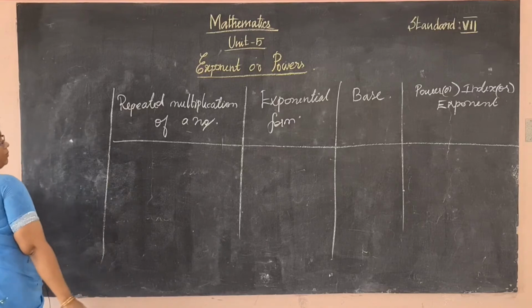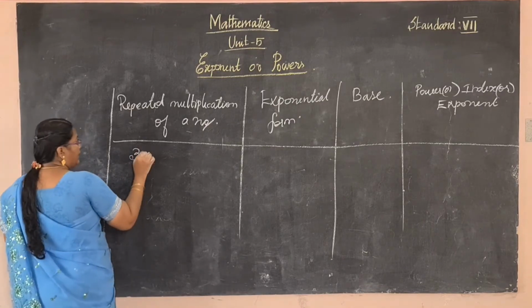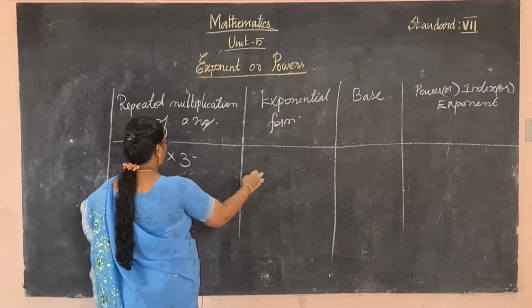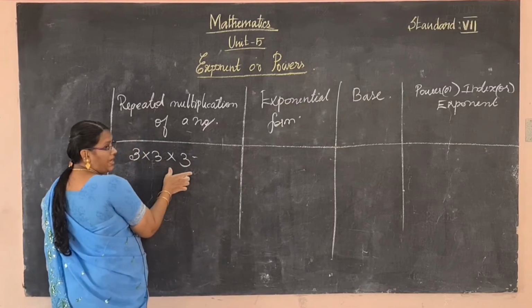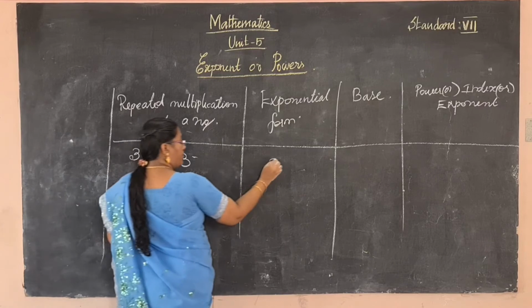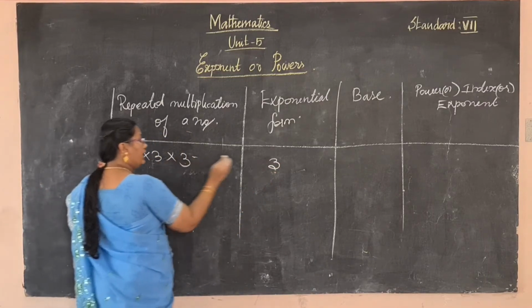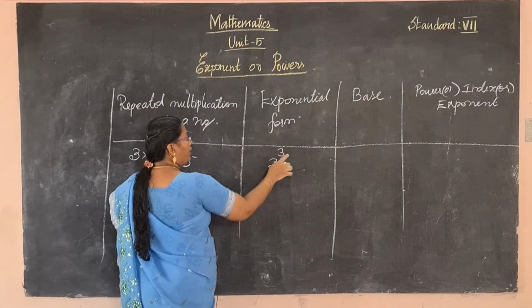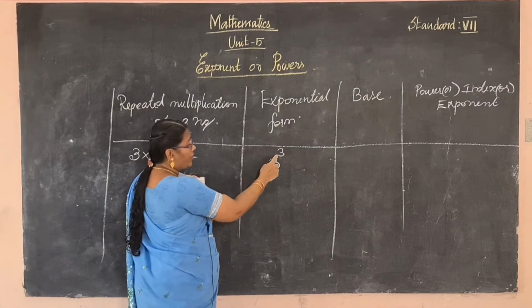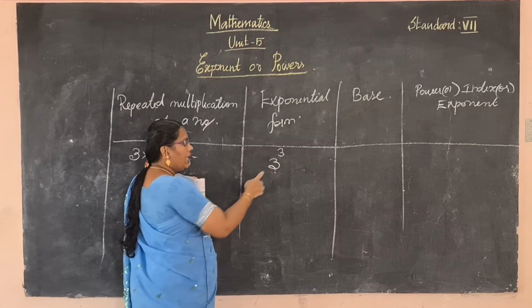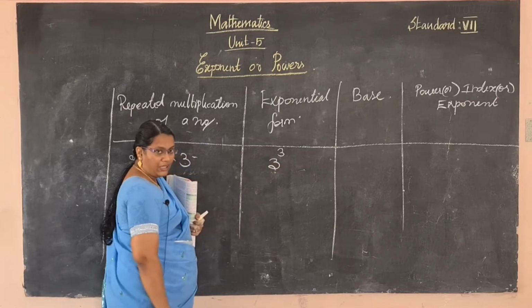So repeated multiplication of a number, for example, 3 into 3 into 3. How can you write it in the exponential form? These are the base values, is it? So the base value is 3. How many times is it repeated? 1, 2, 3. How can you read this? 3 raised to the power of 3, otherwise 3 power 3.